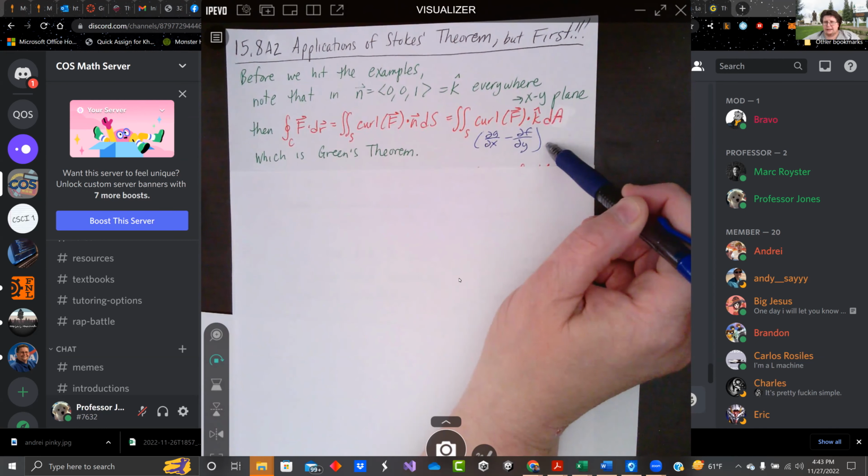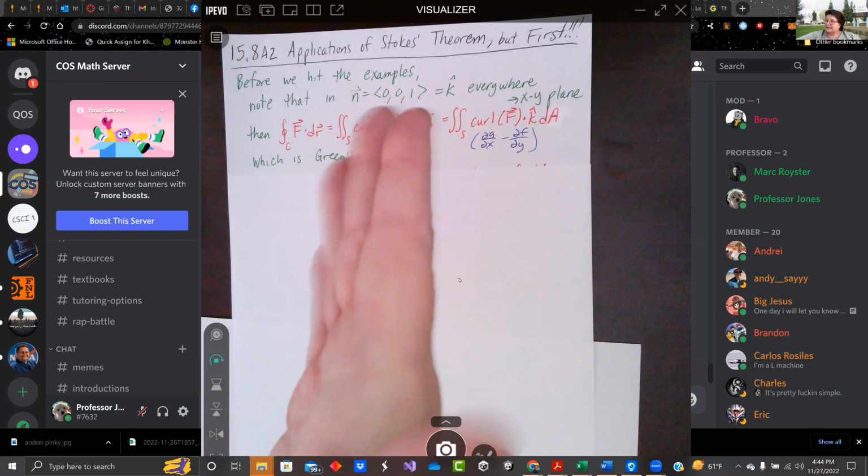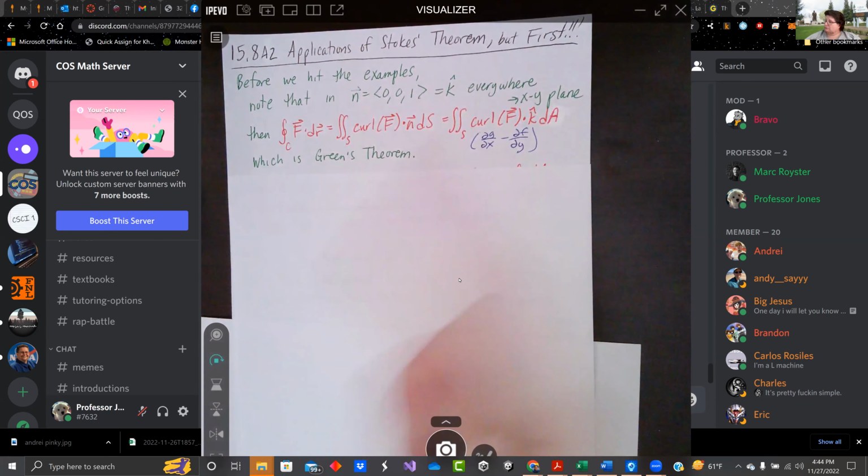So Green's theorem was working in the xy plane. Now we are not trapped in just the xy plane. Stokes' theorem allows us to do this at any weird angle. We can have a surface hanging in the air and do the line integral around that.